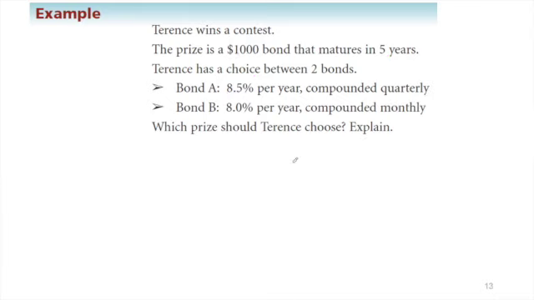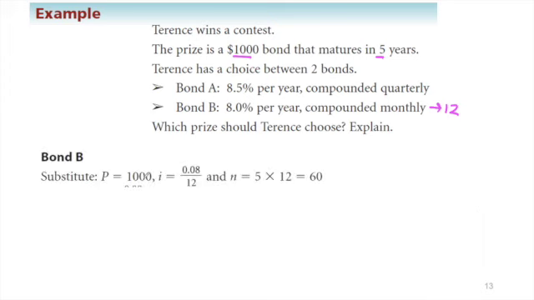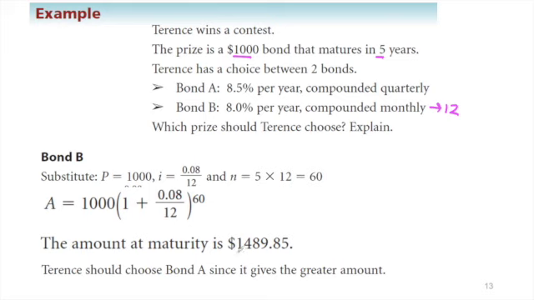Okay, then looking at our 8% compounded monthly, that is 12 times a year, still using the principal of 1,000, still using those 5 years. You have principal of 1,000, 0.08 this time, not 8.5, because it's 8%. Divide it by 12 because that's monthly, and then 5 times 12, so you get 60 compounding periods. Plug it into your formula. The amount at maturity is $1,489.85.